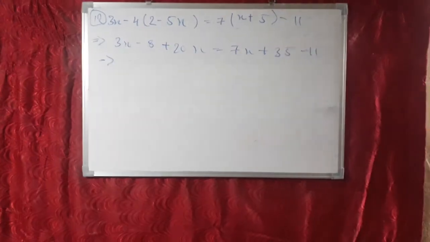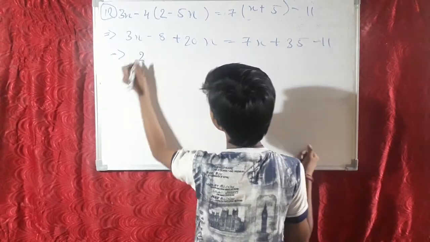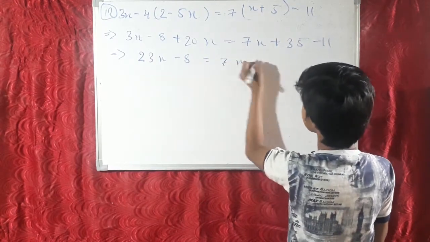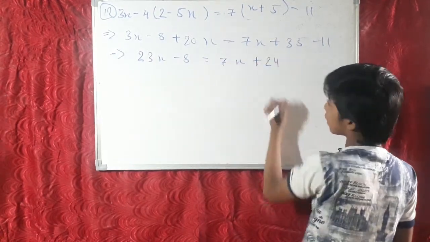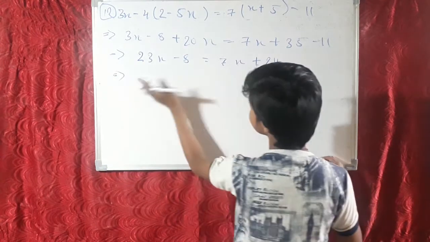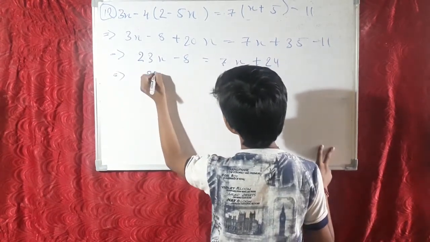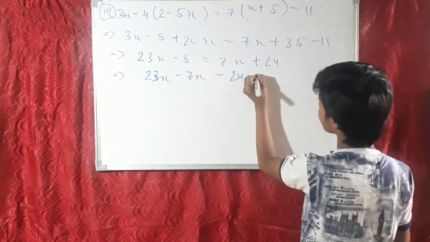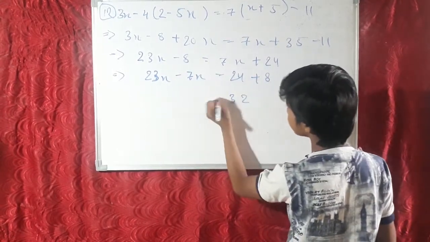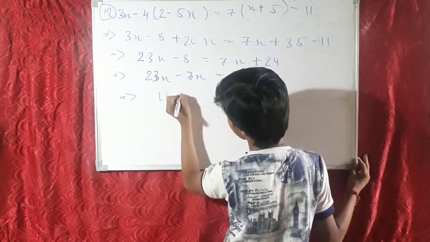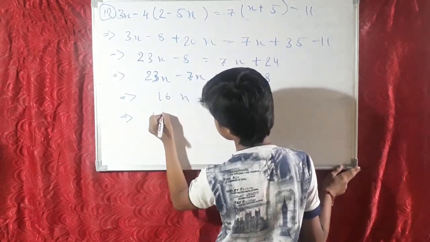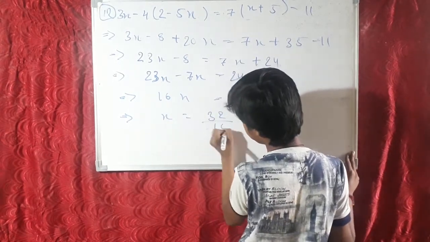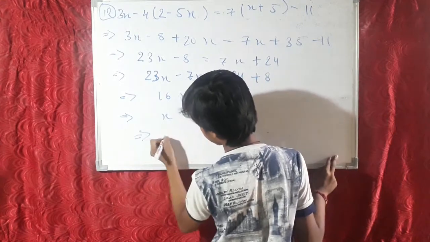So friends, 23x minus 8 is equal to what, it will be 7x plus 24. And now we have to solve this equation. When it is transposed to this side, it will be 23x minus 7x is equal to 24 plus 8. 8 plus 24, it will be 32, and 16x, and when it is divided, x is equal to 32 by 16, and when it is divided, it will be 2.